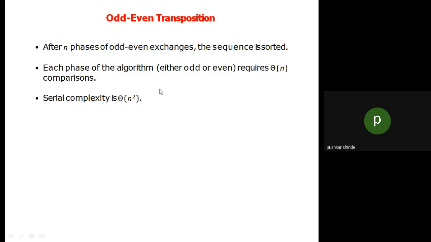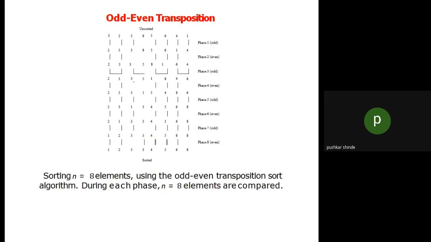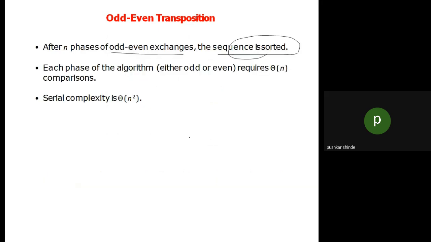Now speaking about the odd even transposition, after n phases of odd even exchanges, the sequence is sorted. So after n phases of the exchanges, the sequence becomes sorted. In the last phase, the sequence is sorted. Each phase of the algorithm, either odd or even, requires theta n comparisons. So you require theta n comparisons for the sorting. Serial complexity is theta of n square.